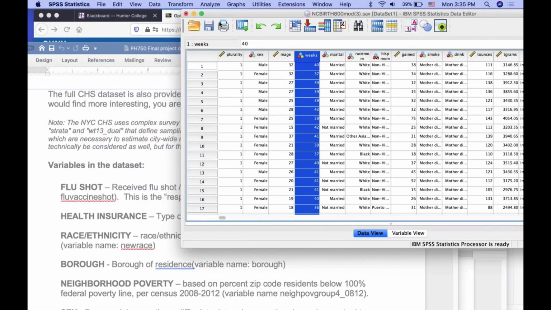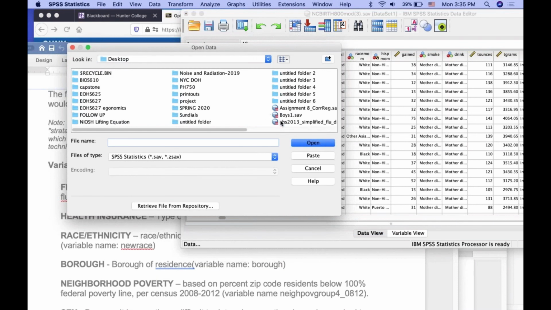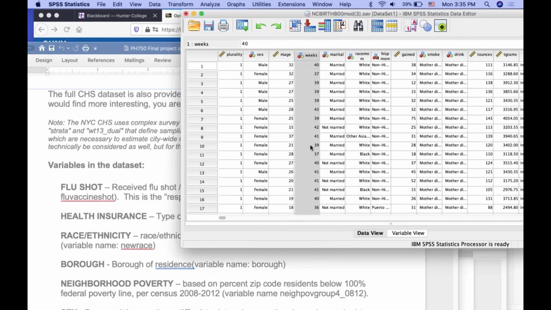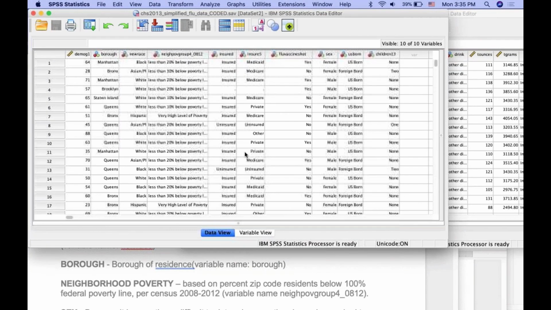Open data, navigate to where it is. Here's our simplified flu data set. And the variables I just mentioned here were in the data view. Here's the variables.